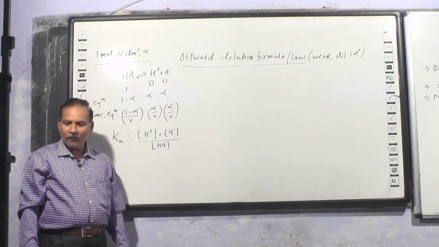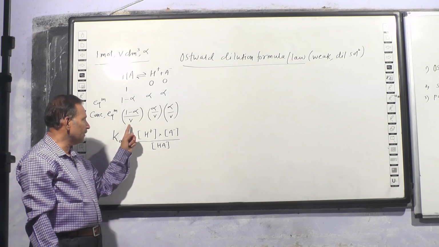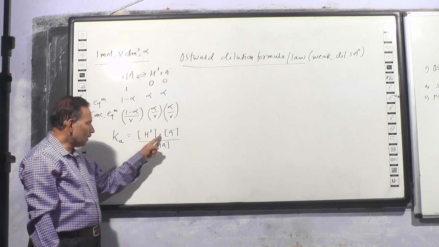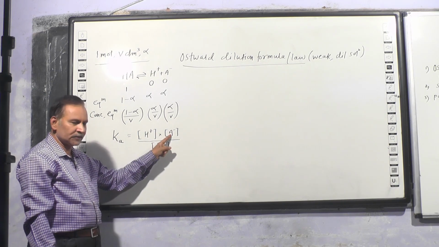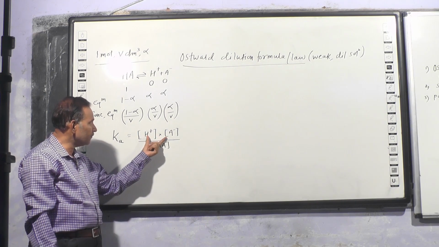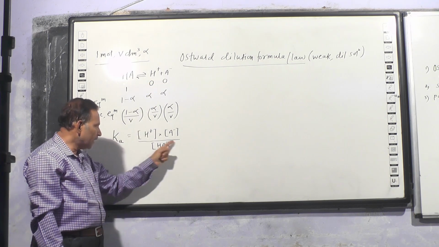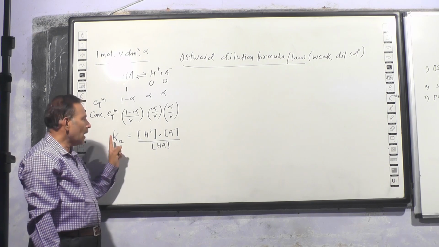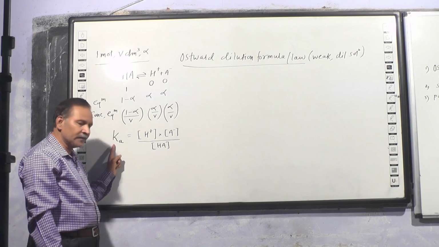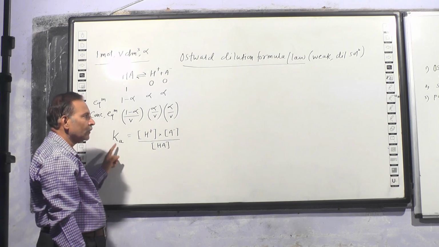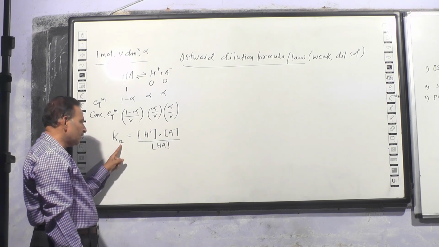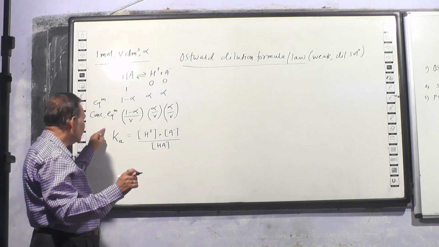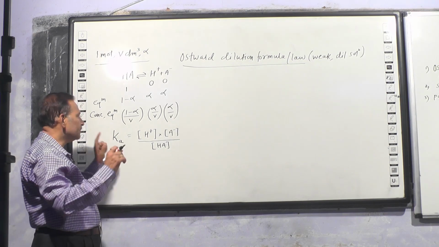So when we apply the law of mass action to this reversible reaction at equilibrium, the product of concentration of products divided by the concentration of reactant is always constant, and that constant is called the equilibrium constant. So this equilibrium constant we are deriving for acid, so we'll add the suffix small a and denote it by the symbol Ka like this.